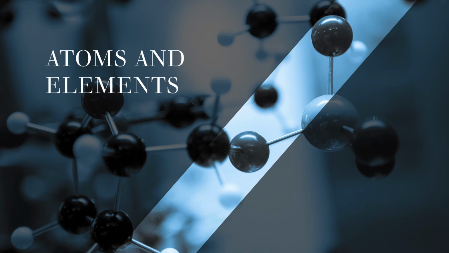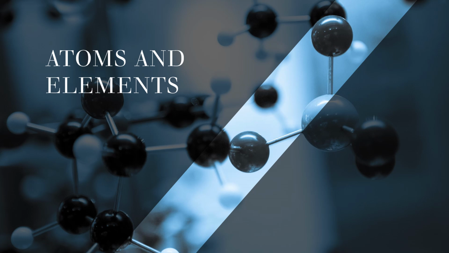Groups, or columns. The columns of the periodic table are called groups or families. Elements in the same group have similar chemical properties because they have the same number of valence electrons in the outermost shell. There are 18 groups in the periodic table. Some notable groups include Group 1, alkali metals, very reactive metals; Group 2, alkaline earth metals, less reactive than alkali metals but still reactive; Group 17, halogens, highly reactive nonmetals; and Group 18, noble gases, inert gases with stable electronic configurations.